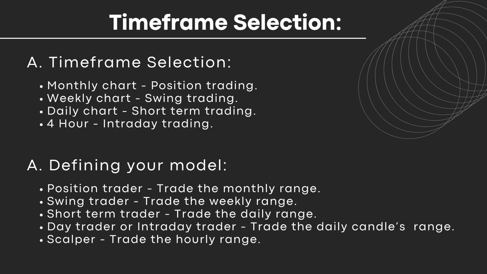Now, position trading is mostly done by big institutions, hedge funds, or big firms who got a lot of money and their liquidity is pretty large, right? So their orders are mostly executed on the monthly chart or the monthly time frame because of spread, slippage, and all of these other things. But that's not our concern because we are retail traders and we're mostly either intraday traders, short-term traders, or swing traders. That's our main concern, right?